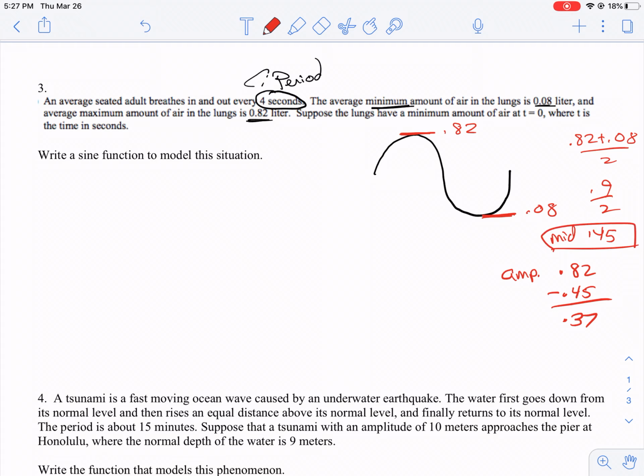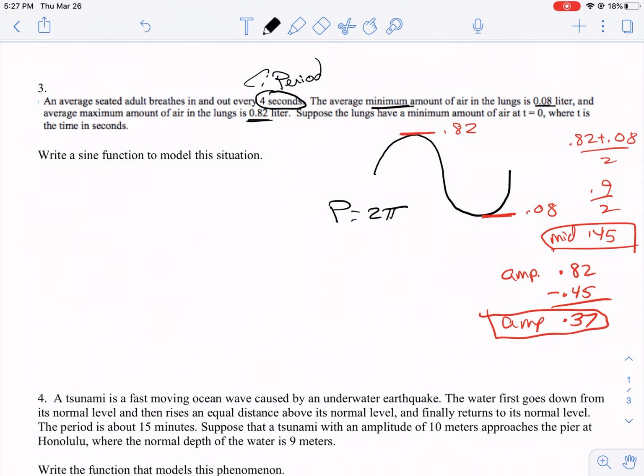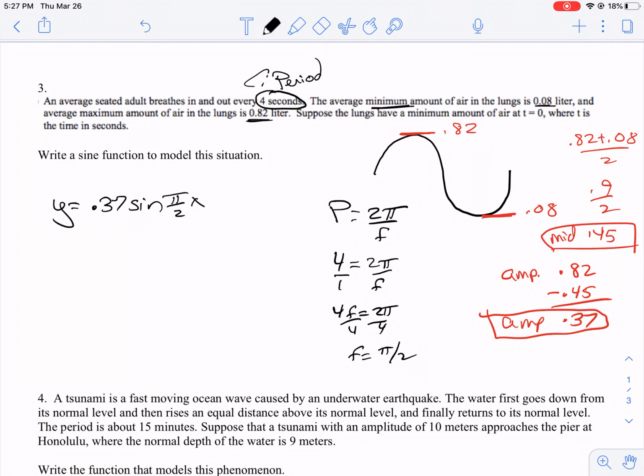So I have my midline, I have my amplitude, I need my frequency. Period equals 2 pi divided by frequency. We said the period was 4 seconds. Cross multiply. My frequency is pi halves. So we've got y equals amplitude 0.37 sine frequency x plus the midline. And there's our equation.